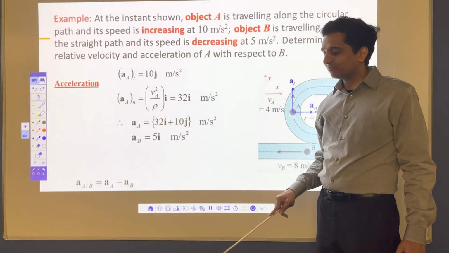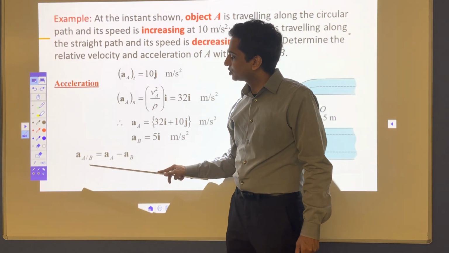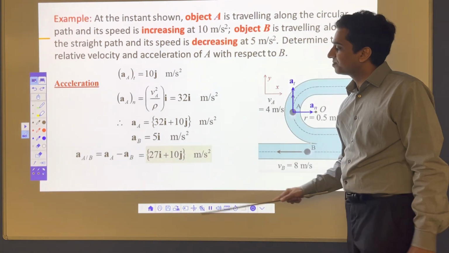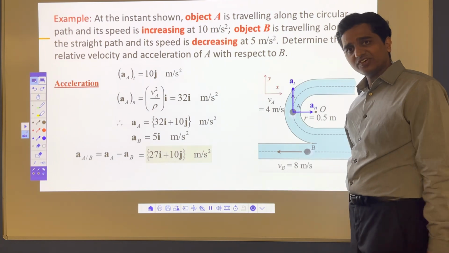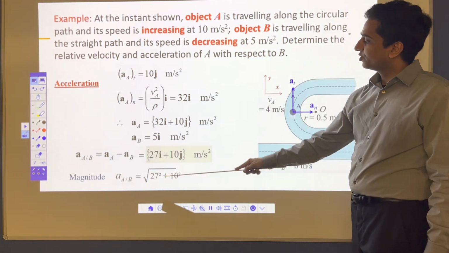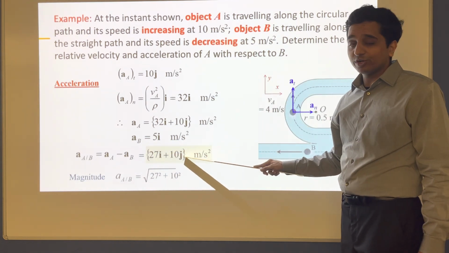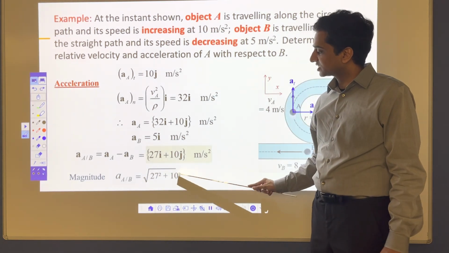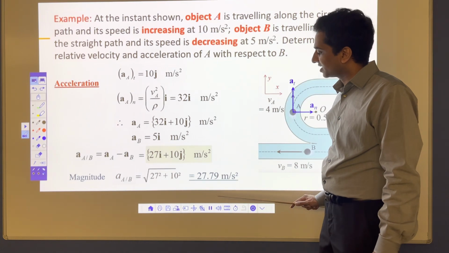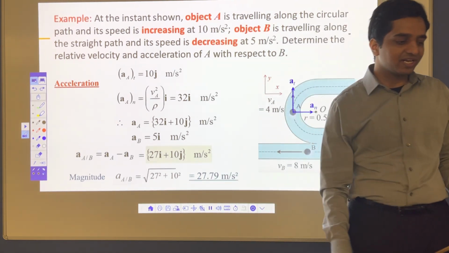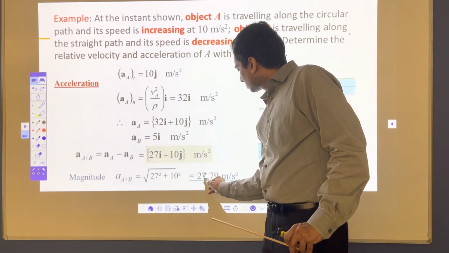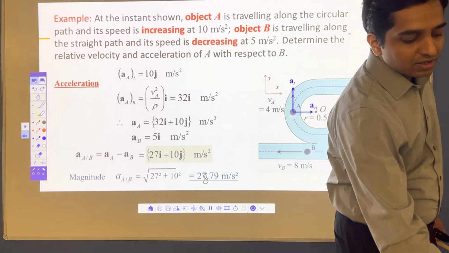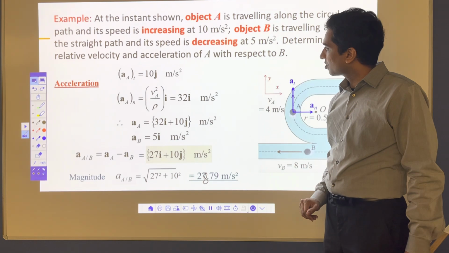Now for the relative acceleration between the two, I have a formula: acceleration of A with respect to B is AA minus AB. I put these numbers in the formula and get the final acceleration as 27i plus 10j. That has magnitude and direction. Just the magnitude of the acceleration between these two will be the square root of 27 squared plus 10 squared, and you should get an answer around 27.79. I think the answer key says 28.79, so that is probably a typo. That's how you can do these problems.